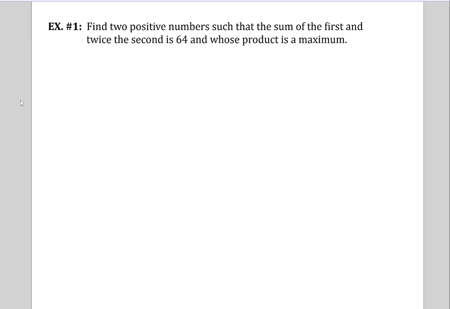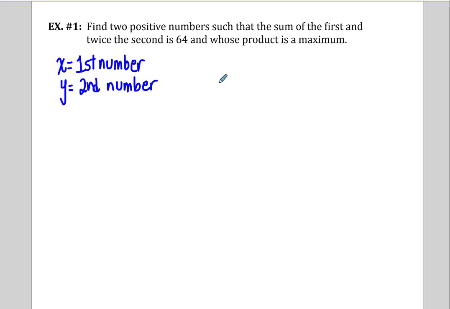We want to find two positive numbers such that the sum of the first and twice the second is 64, and the product needs to be a maximum. So I see two things going on here, and what I want to do first of all is give some definition to our situation. I'm going to let X represent my first number and Y can represent our second number. So then we can use those definitions to write an equation to get started.